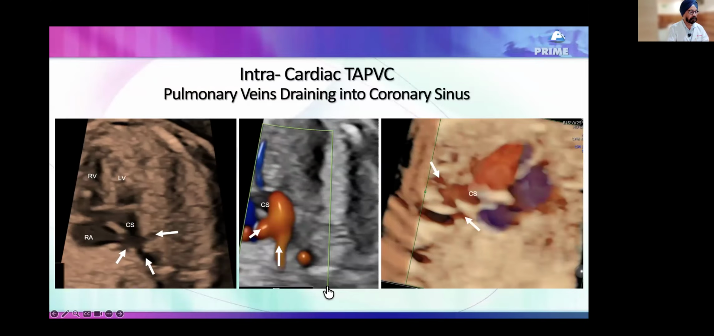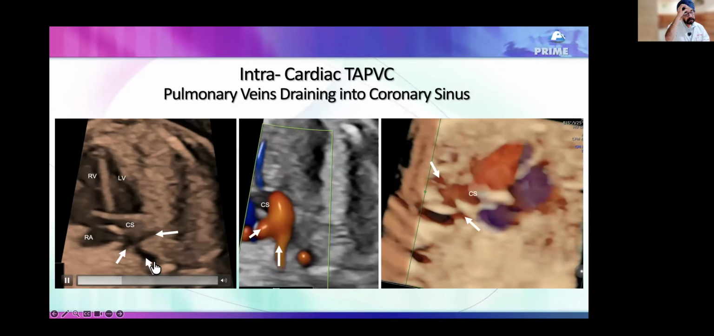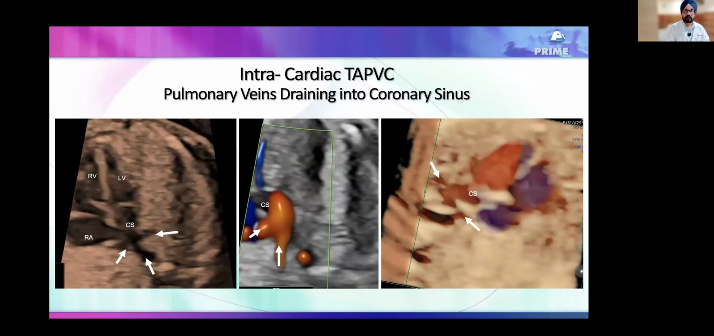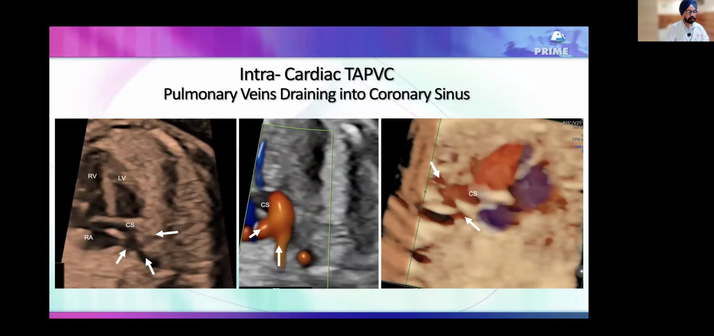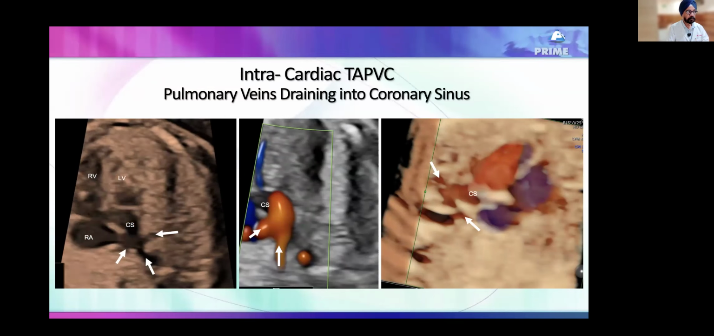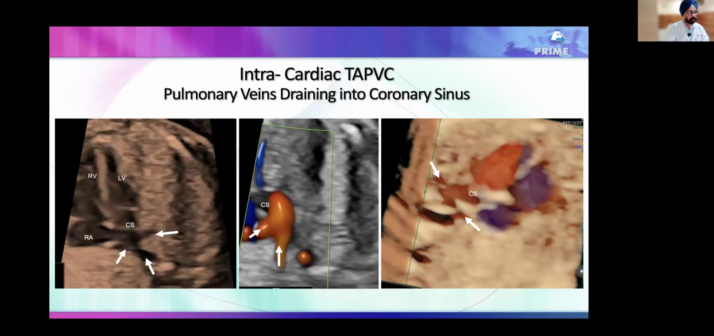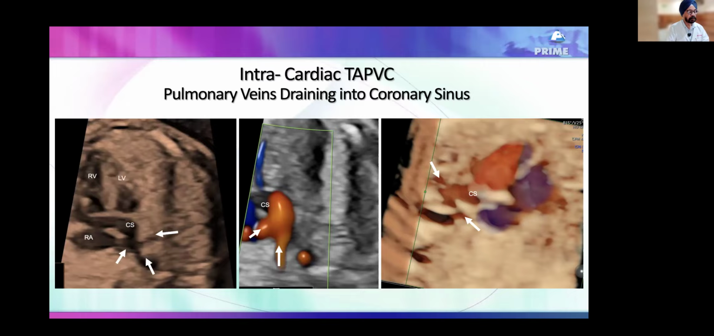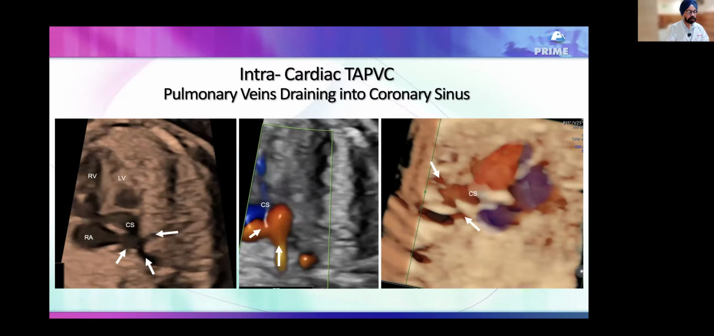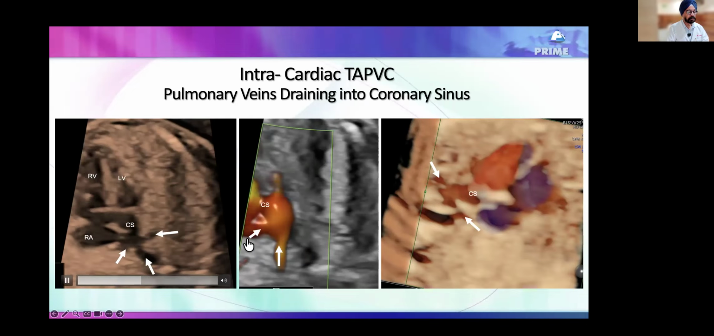Okay, so then you find something here. You find pulmonary veins entering into the coronary sinus. This is a very lucky hit. You don't get this very easily. This we got after about an hour of struggle, but we knew this. So then this is what you get.